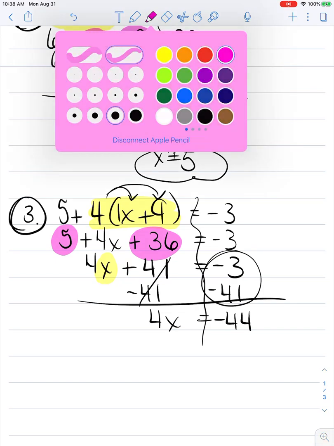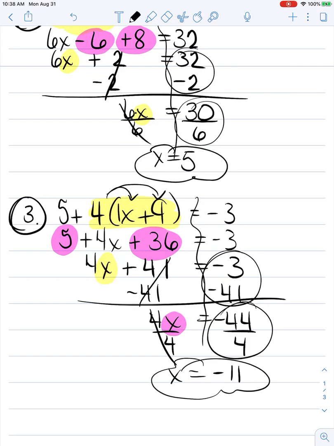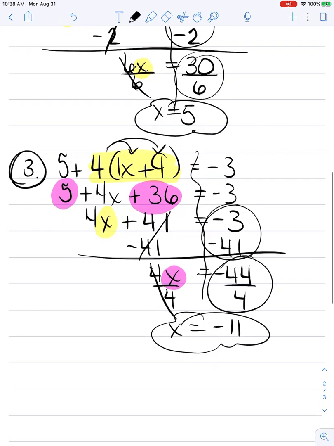And my final step, the opposite of times 4 is to divide both sides by 4. So x equals negative 11, because negative 44 divided by positive 4 is negative 11. So negative 11 is my solution. Let's try a couple more just to make sure you're comfortable.